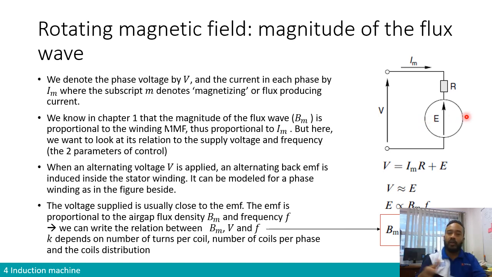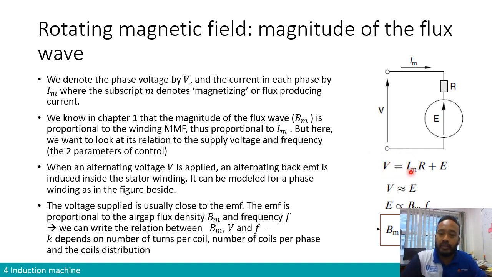In any coil, it is an inductor. So if you put a voltage across it, you are going to get a back EMF. Here the back EMF is induced in that stator phase as well. It can be modeled for a phase just like in your DC machine armature, supplied with V. Therefore, you have, in the opposite direction, the back EMF.